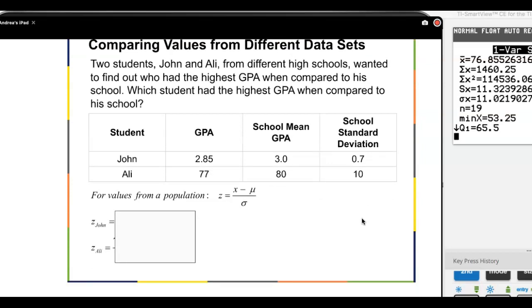So we're going to use this formula here: z equals x minus mu over sigma. Let's calculate it for John. So z for John, we just wrote a subscript of John here. His GPA is 2.85 minus the school mean, so 2.85 minus the mean of 3.0, and divide it by the standard deviation of 0.7.